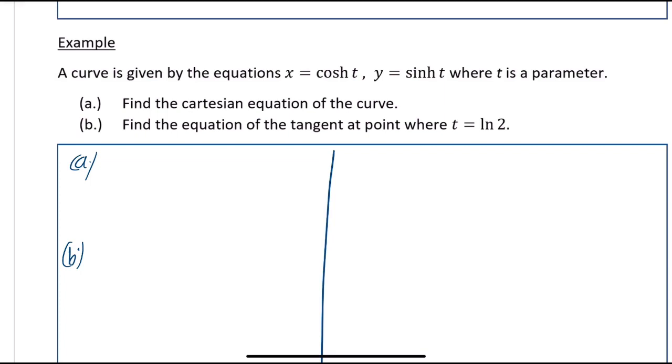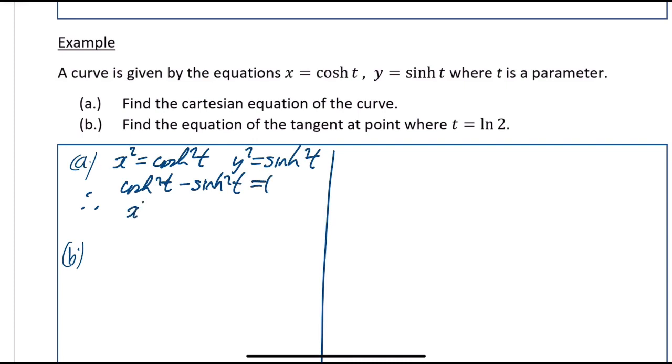First thing you want to do is just say x squared is equal to hyperbolic cos squared of t, and your y squared is equal to hyperbolic sine squared of t. And you know hyperbolic cos squared minus hyperbolic sine squared is equal to 1. Therefore, we'll just write that down. Hyperbolic cos squared t minus hyperbolic sine squared of t is equal to 1, which means x squared minus y squared is equal to 1.